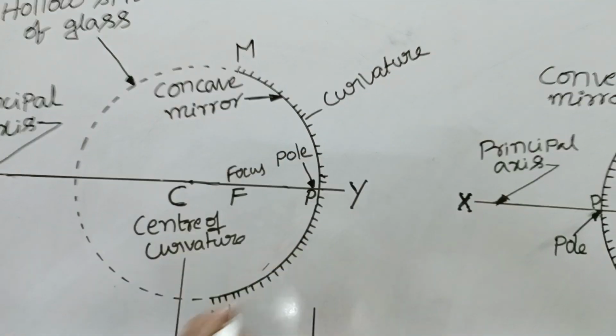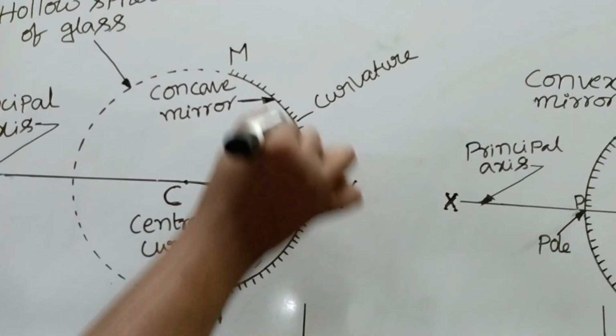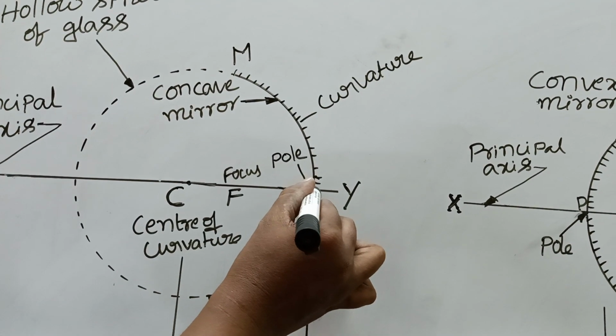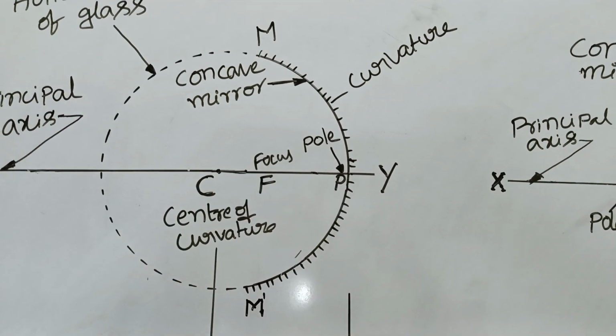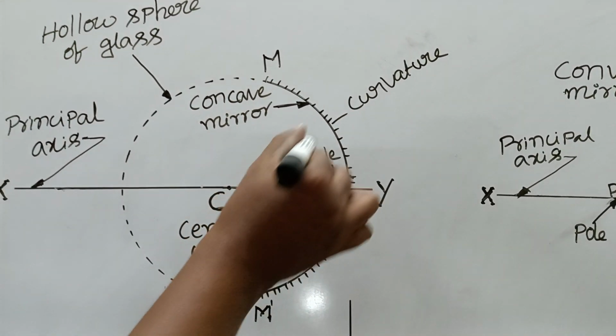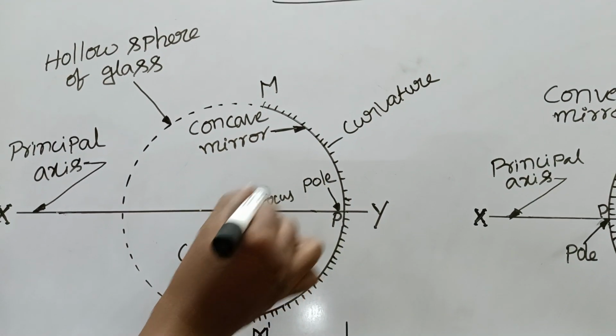The mid portion of the mirror is called the pole. The midpoint of the mirror is called the pole. And focus is the point at which all the rays will be converged or concentrated.